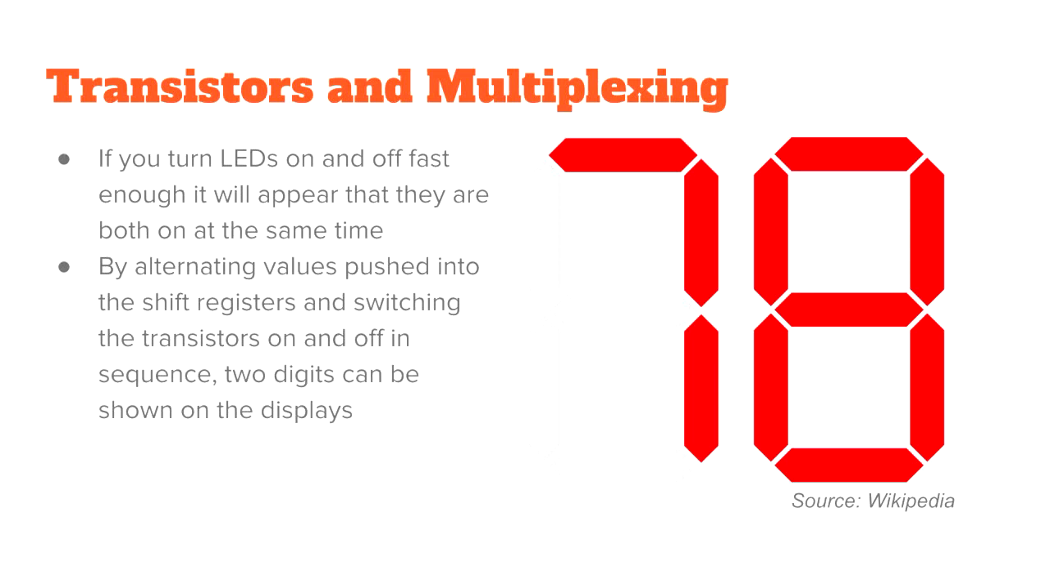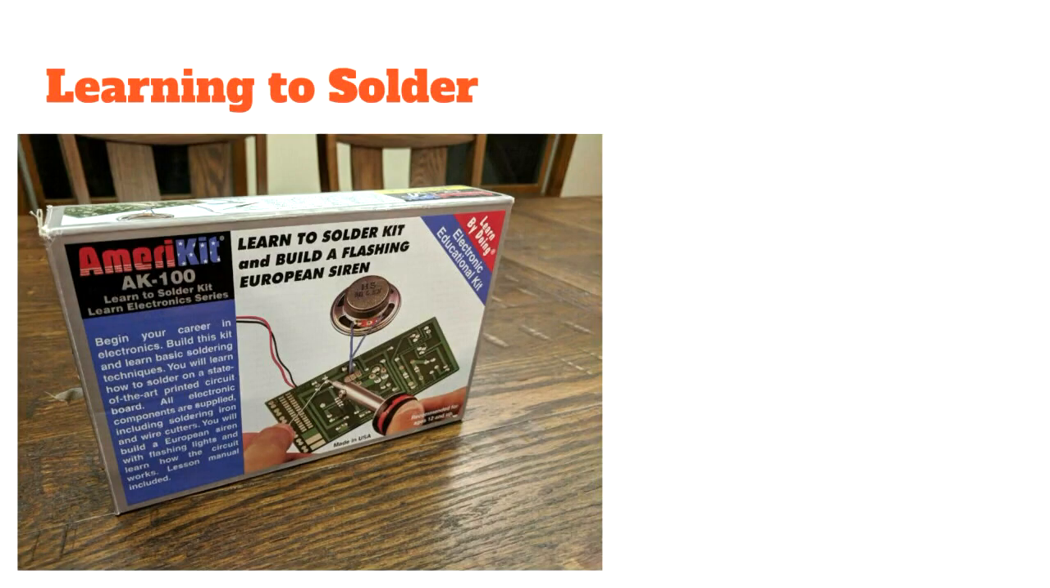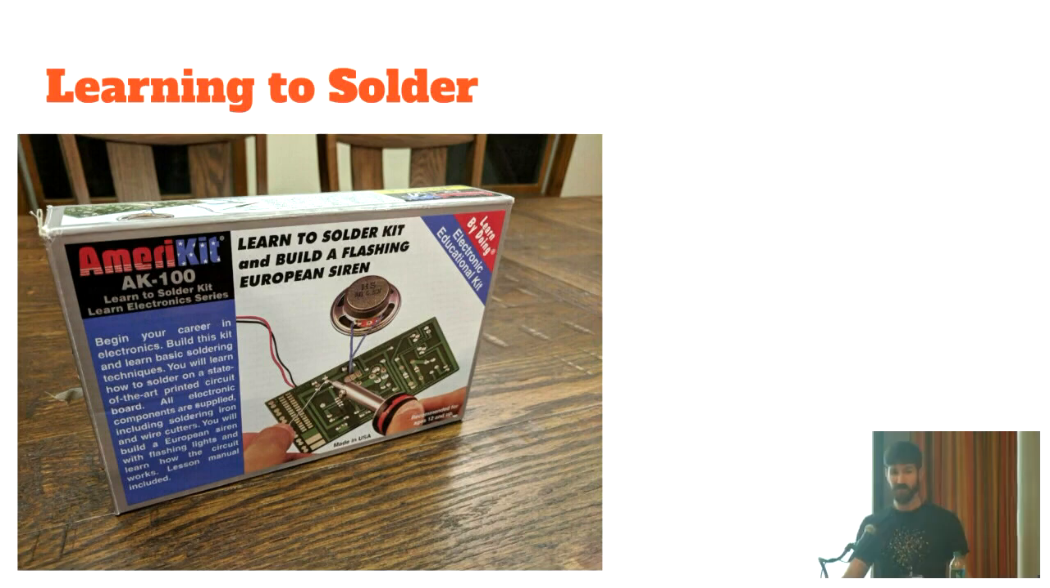So the transistors let me turn those on and off very quickly, and in between turning them on and off, I can clock different bits into the shift registers, which lets me show different digits, and that's how I can show 2 distinct digits, even though I only have enough inputs into the displays to show 1 digit. So an interlude here.